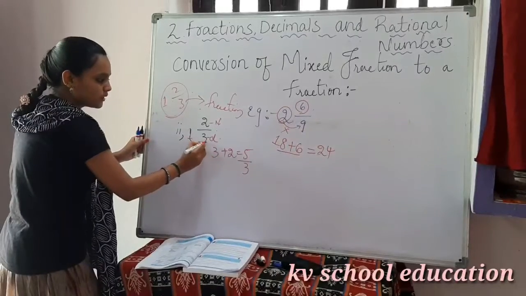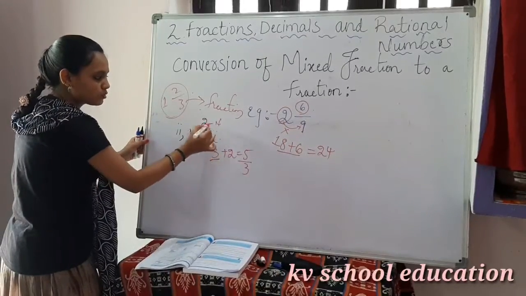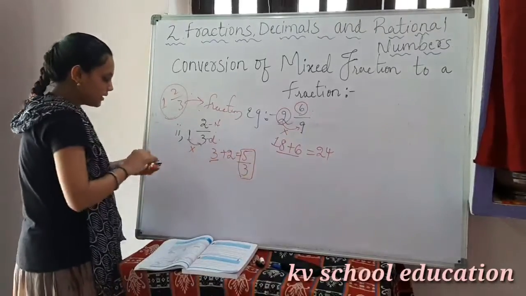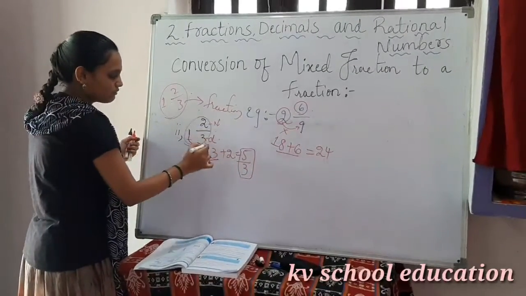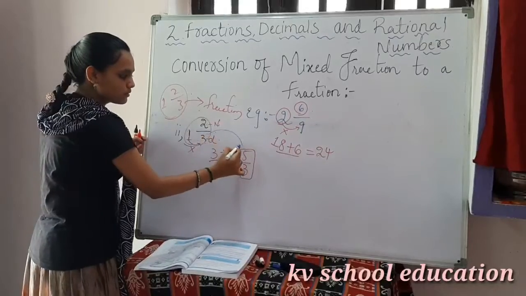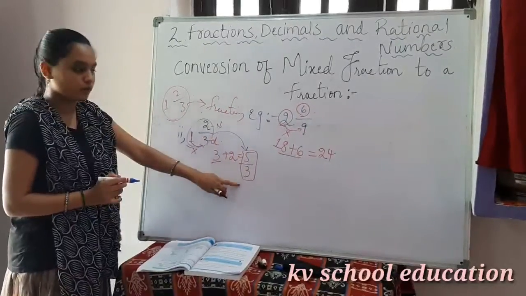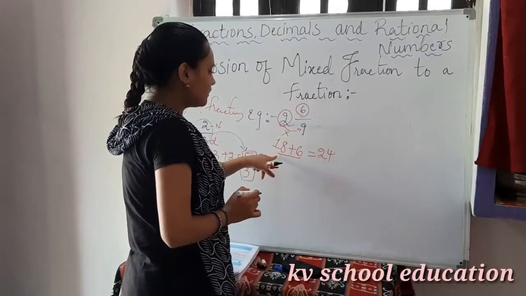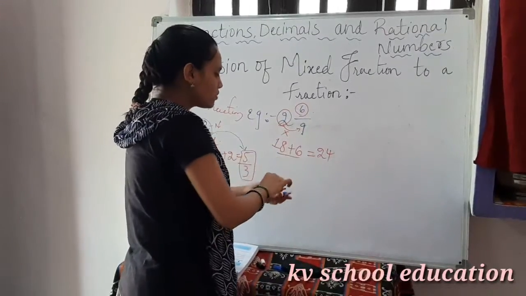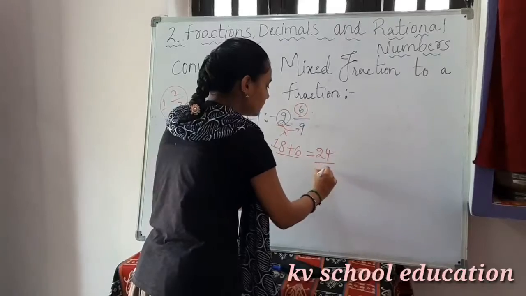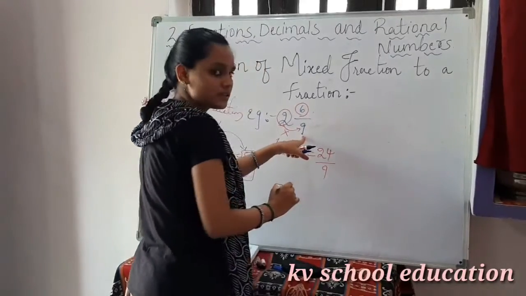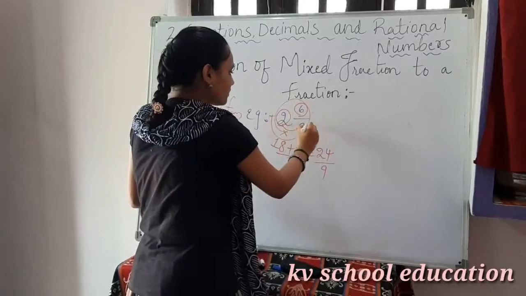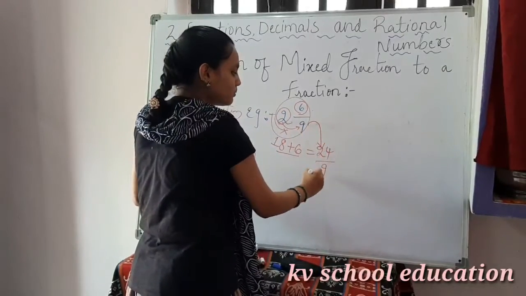1 into 3 is 3. 3 plus 2 is 5. So 5 by 3. It is a fraction now. It was a mixed fraction. Conversion of mixed fraction to a simple fraction. Here see, 2 nines are 18. 18 plus 6 is 24. So 24 by 9, because the denominator is 9, so we should write it as it is. Conversion of mixed fraction to a simple fraction.